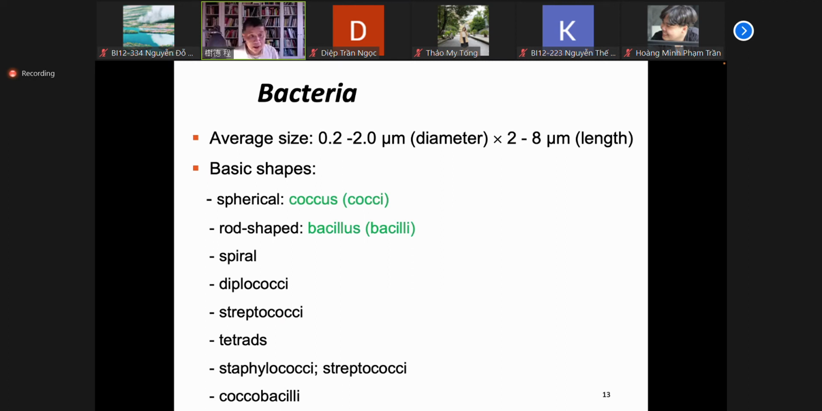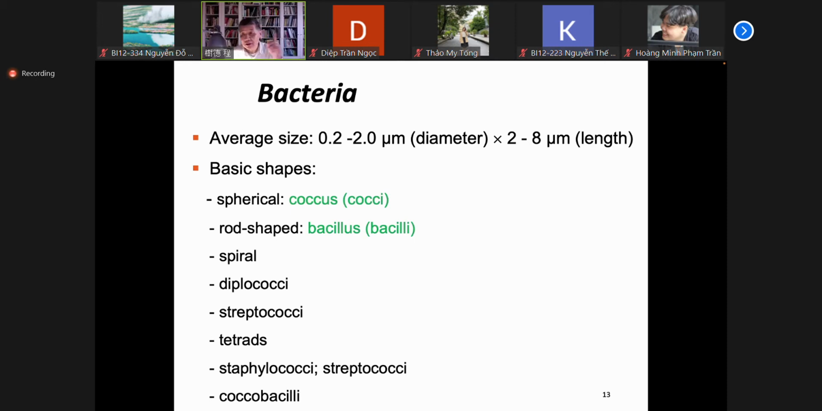If they are spherical, it's called coccus. If they are rod-shaped, it's called bacillus. If spiral, we call it spirochete or spirillum. If two cocci are linked together, it's called diplococcus. If they form a chain, it's called streptococcus. If they form a grape-like cluster, it's called staphylococcus. If they are short rods, it's called coccobacilli. So these are the vocabulary for describing the shapes of bacteria.